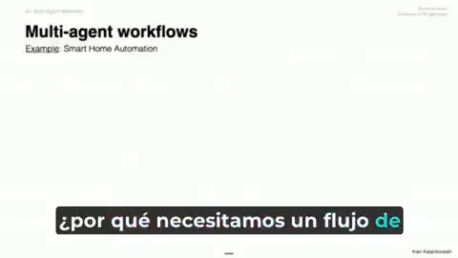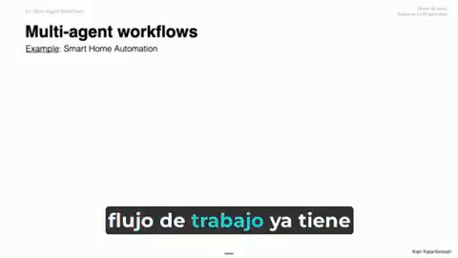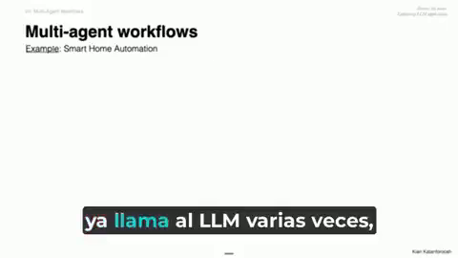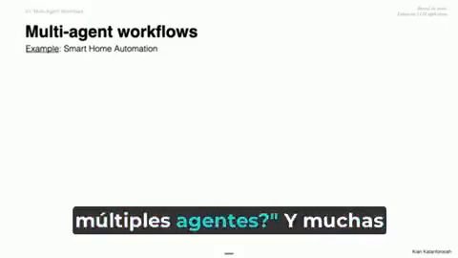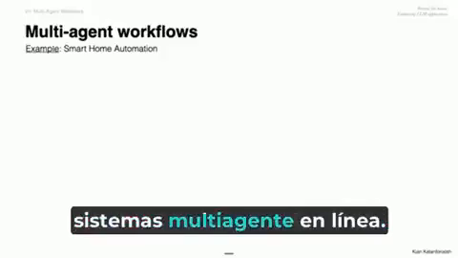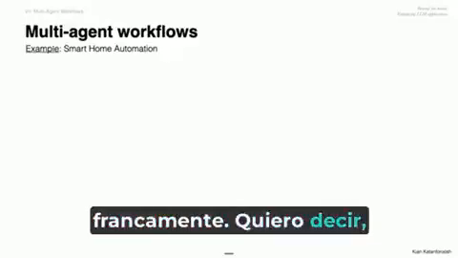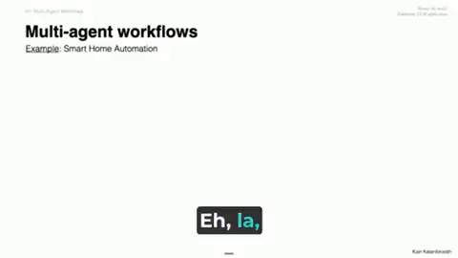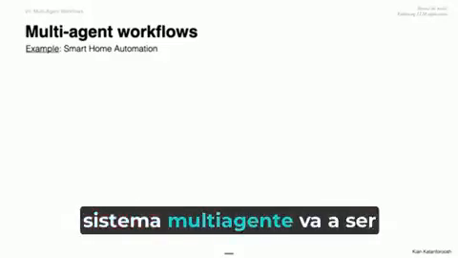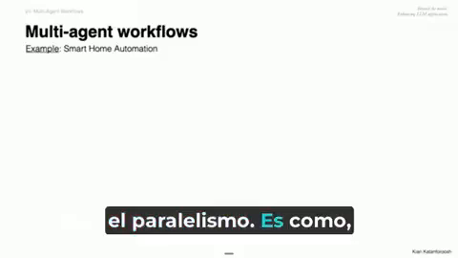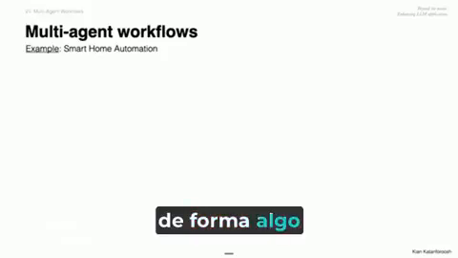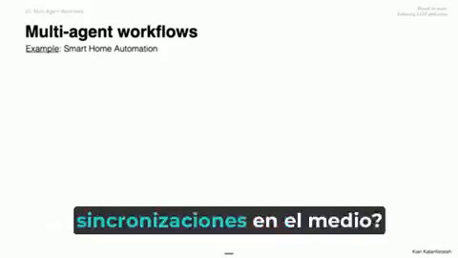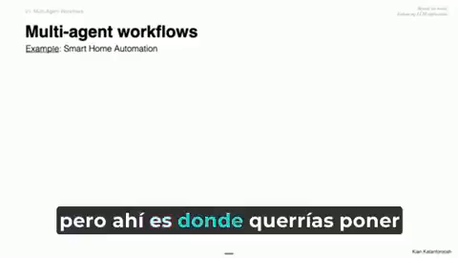So you might ask, why do we need a multi-agent workflow when the workflow already has multiple steps, already calls the LLM multiple times, already gives them tools? Why do we need multiple agents? Many people are talking about multi-agent systems online. It's not even a new thing, frankly. Multi-agent systems have been around for a long time. The main advantage of a multi-agent system is going to be parallelism. Is there something that I wish I would run in parallel, independently, but maybe there are some syncs in the middle? That's where you want to put a multi-agent system.